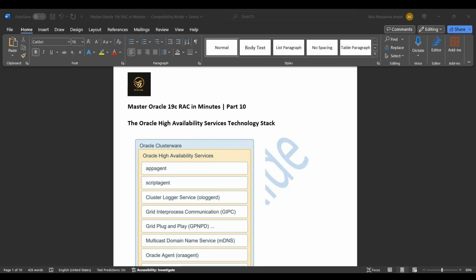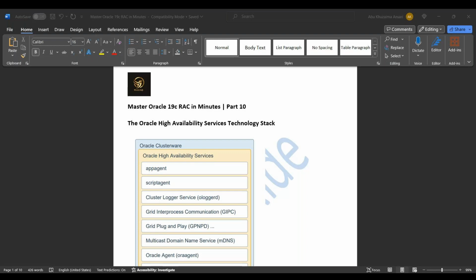The second process is the script agent, which protects resources of resource types other than application when using a shell or batch script to protect an application. The next process is ologger, which is basically the cluster logger service. It receives information from all the nodes in the cluster and persists it in an Oracle Grid Infrastructure Management Repository based database. This service runs on only two nodes in a cluster.